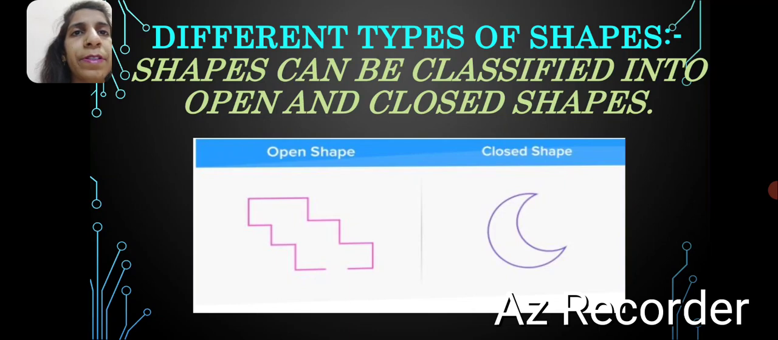Different types of shapes. Shapes can be classified into open shape and closed shape. See, in the first column, a shape drawn from one end point to the other end point is called an open shape. And a closed shape is when the shape is drawn from one end point and ends at only that same point. Therefore, we call that a closed shape.